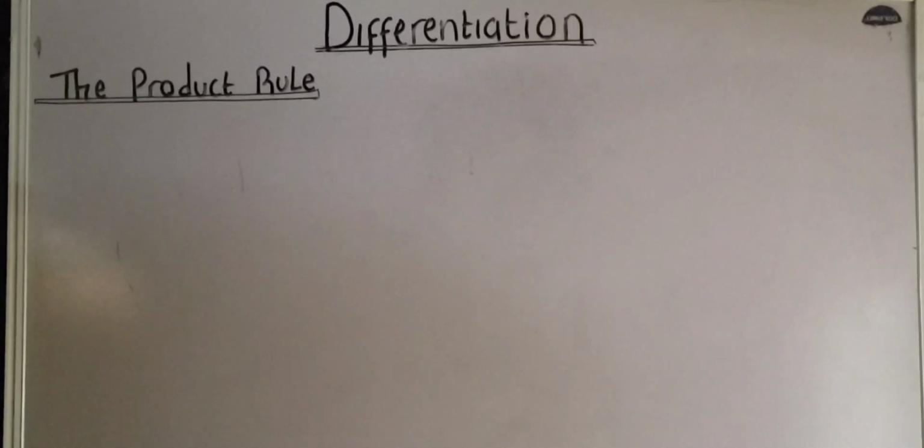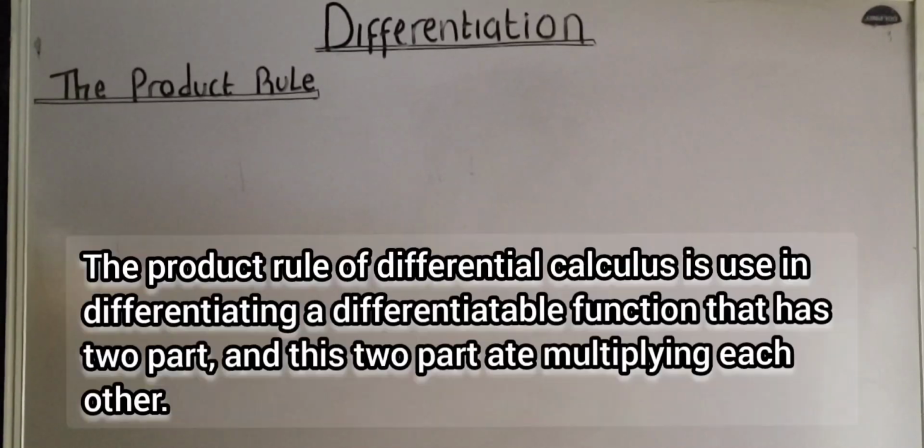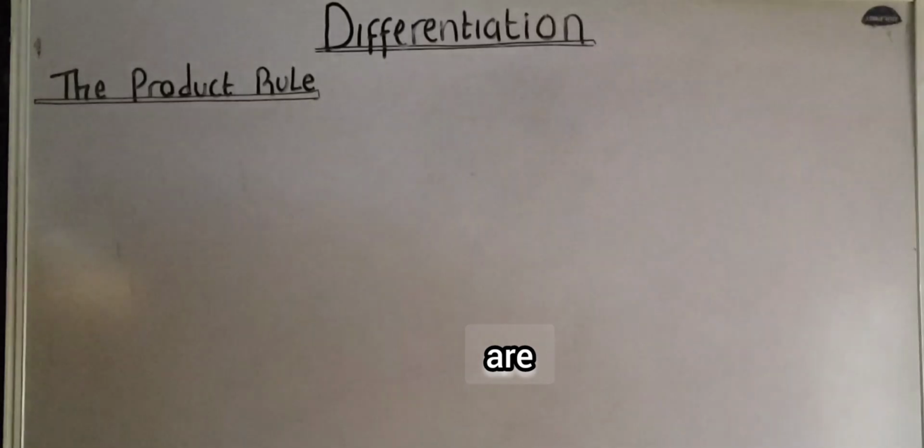In today's class, we are going to talk about the product rule of differential calculus. The product rule of differential calculus is used to differentiate a function that has two parts, and these two parts are multiplying each other. Are you getting it? This implies that when we are told to differentiate a function that has two parts, and these two parts are multiplying each other, in that case, we employ the product rule of differential calculus.